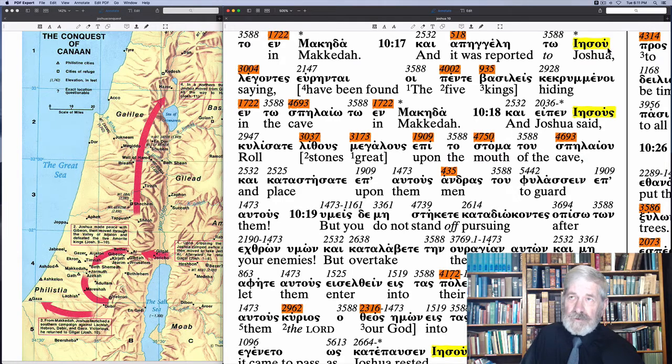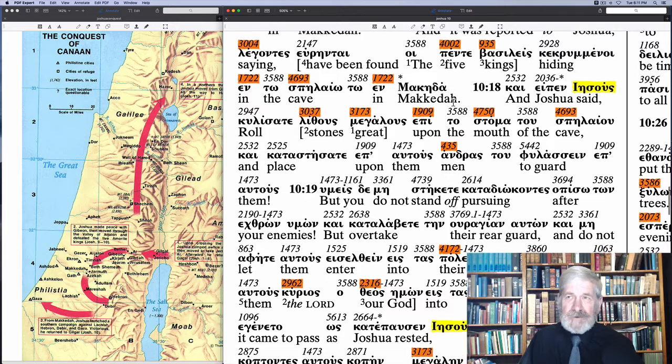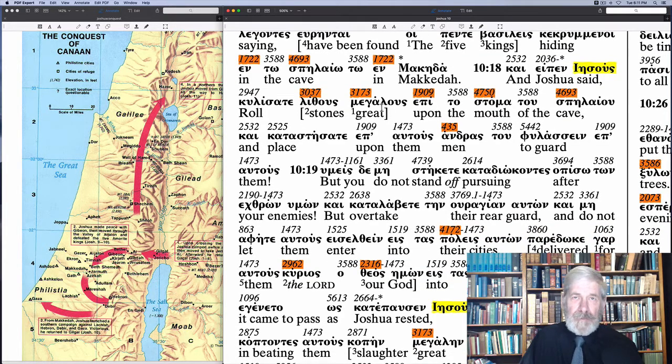Now here we have the Joshua in the dative. They reported to Joshua. So you can see where it should be to. The tau omega would make it to the Joshua, but we don't use the in English, so I didn't put it there. So they found him hiding in the cave, and Joshua said, roll megalous lithous, great stones upon the stomata of the spelaiou. Stoma, we have the stomach. Stomata has to do with the mouth of the cave. Spelaion, we have spelunkers, people that explore caves. And these derivatives come from these Greek words.